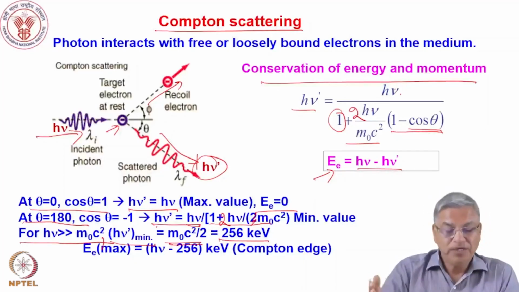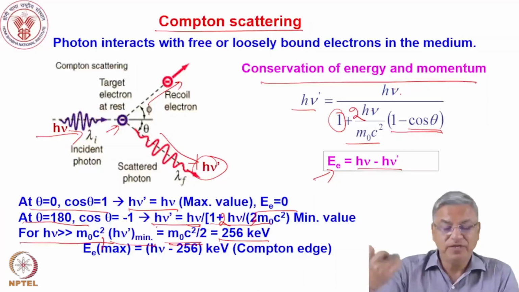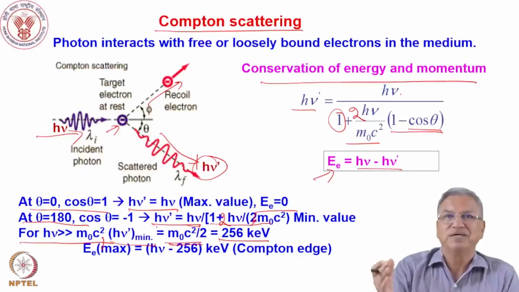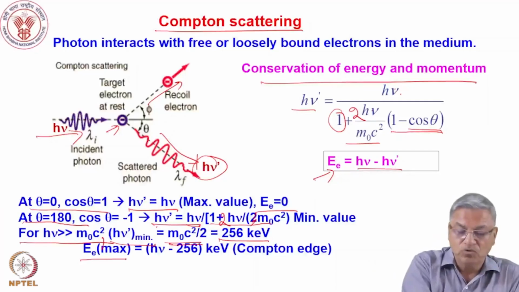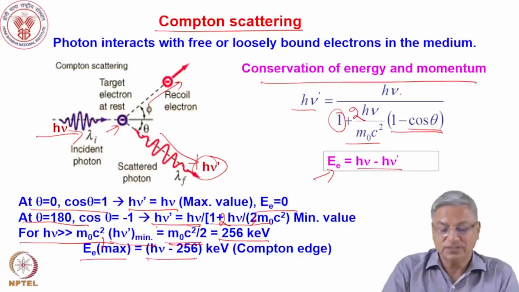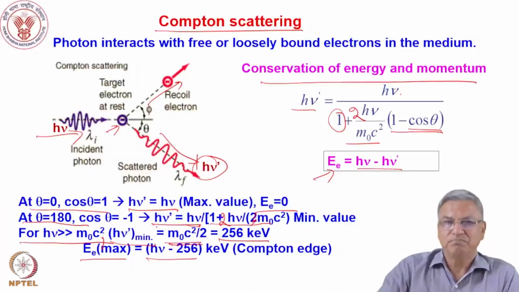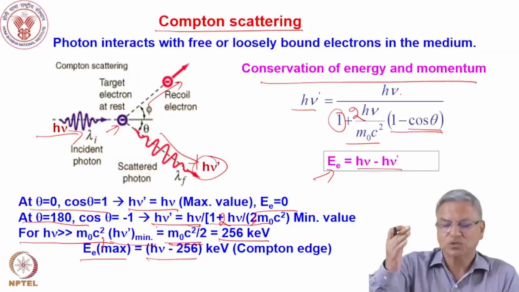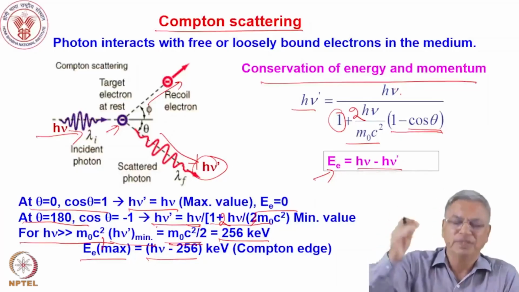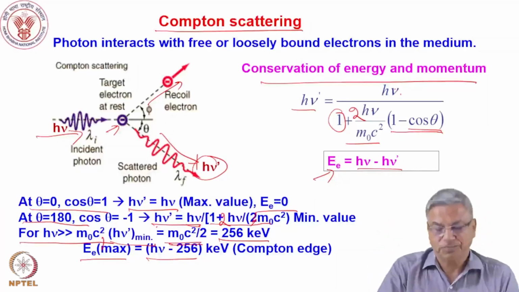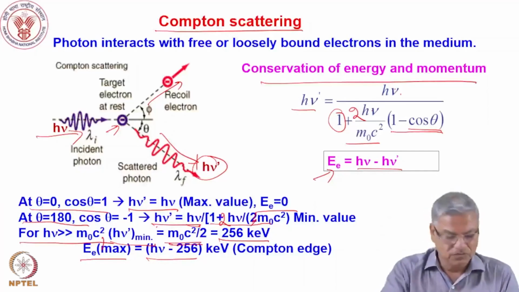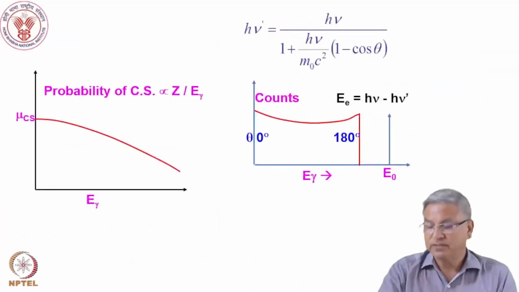So at 180 degrees, if the gamma ray photon energy is very high, you will find something called a Compton edge, because the energy of the electron will be h nu minus 256. So at the full energy of the gamma ray minus 256, there is a peak. It's not a peak, it's a hump. That is called the Compton edge. It is a typical feature of Compton scattering, which we will see in the subsequent slide.